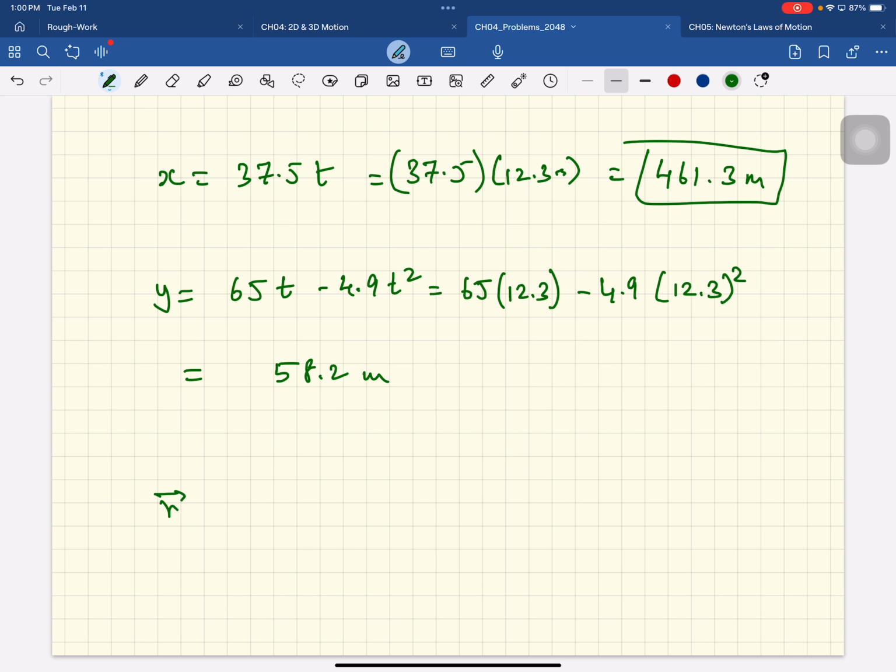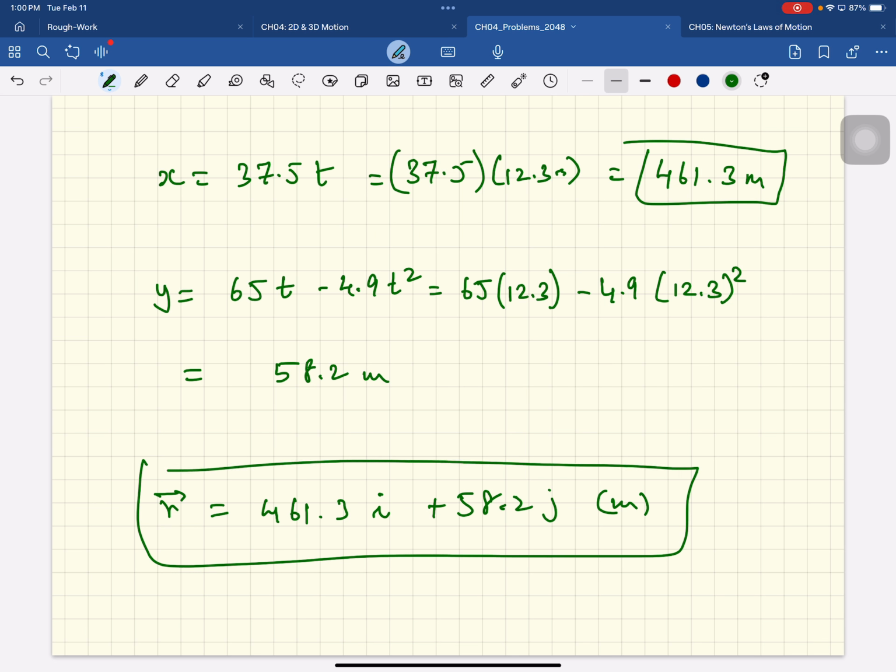Okay. So the location is 461.3 i plus 50. Okay, that's the location. And here's a check on it. Okay, so you see the x coordinate.